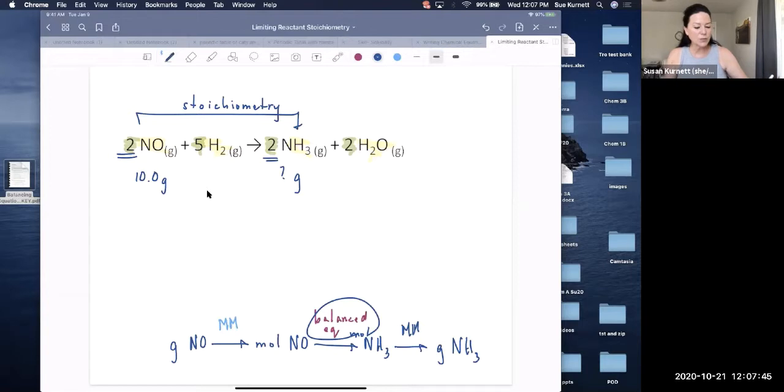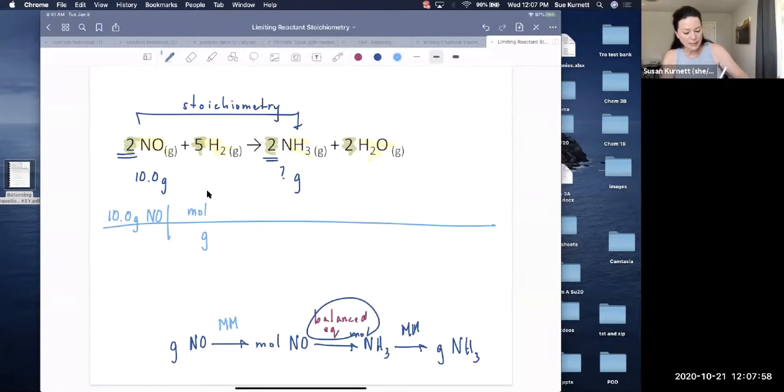So I'm going to start with just one reactant. We know that we have 10 grams of this reactant. I want to know how many grams per mole, the molar mass. So I look at the periodic table and I see that nitrogen is 14.01 grams per mole. Oxygen is 16 grams per mole. So I have 30.01 grams per mole as the molar mass.